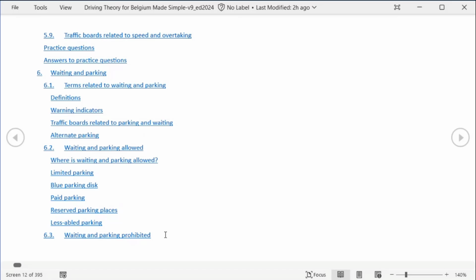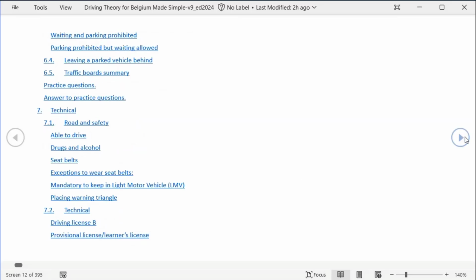Then we will move on to waiting and parking prohibited. Where is waiting and parking prohibited? And then we will move on to where parking is prohibited and waiting is allowed. We'll also discuss how you leave a parked vehicle behind. This also applies to your practical exam. And then we will look at the traffic boards summary related to parking and waiting.